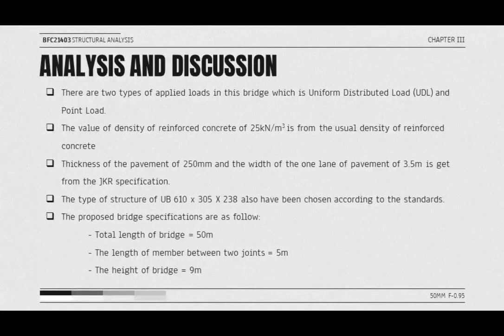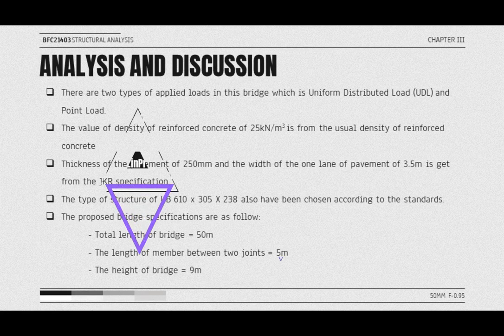The thickness of the pavement of 250 mm and the width of the one lane pavement of 3.5 meter are taken from the JKR specification. The type of structure, UB 610 x 305 x 238, has also been chosen according to the standard. The proposed specifications are as follows. The total length of the bridge is 50 meter. The length of member between two joints is 5 meter, and lastly, the height of the bridge is 9 meter.